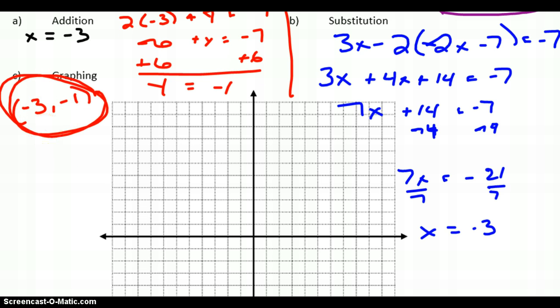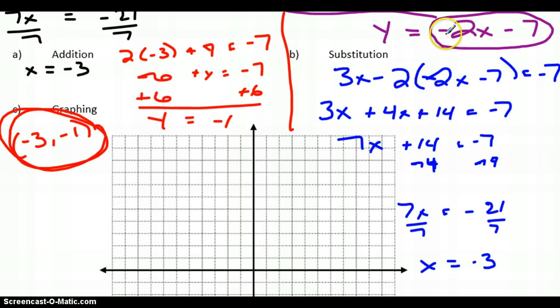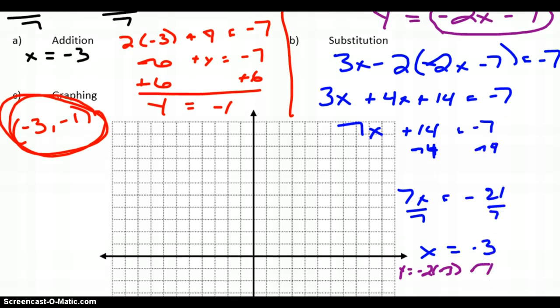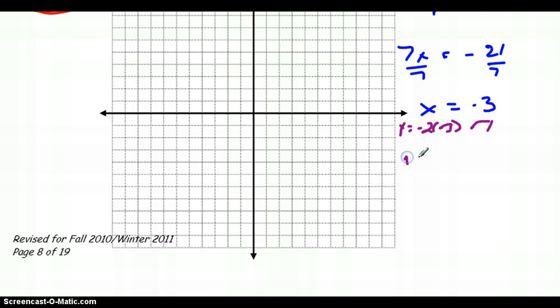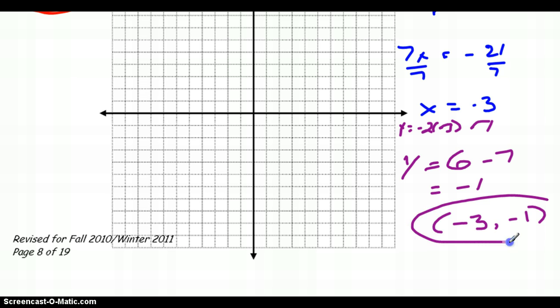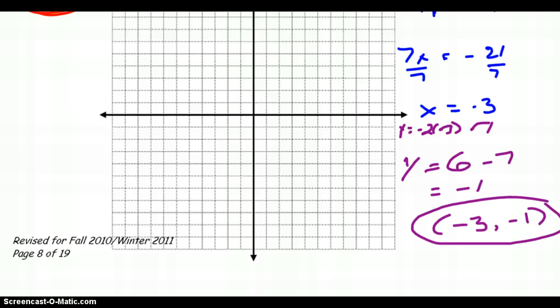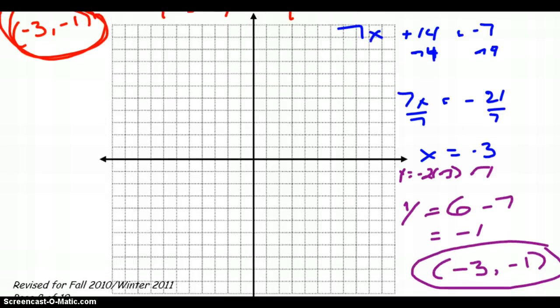Okay? And y is supposed to equal negative 2x minus 7. So my y value is going to be negative 2 times negative 3 minus 7. So y equals 6 minus 7, or negative 1. So my answer is negative 3 for the x, negative 1 for the y. Alright, I got the same answer once using the addition method and once using the substitution method. So this equation was set up very well to use either method.